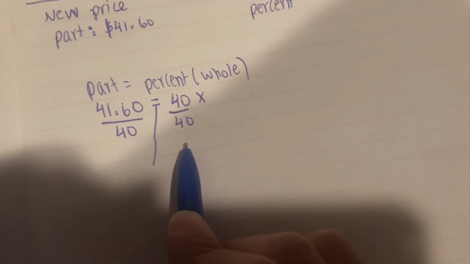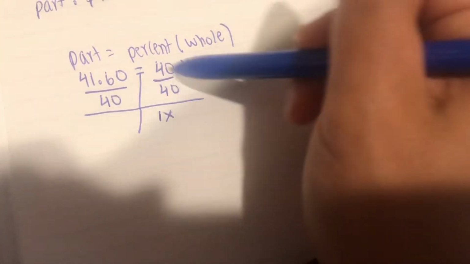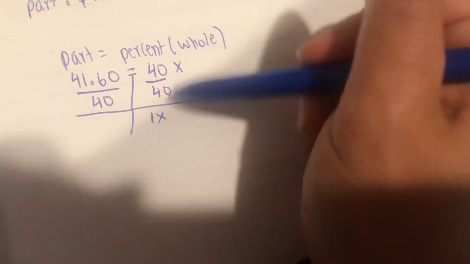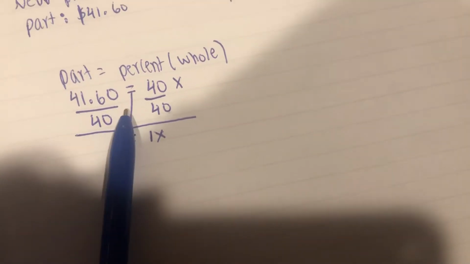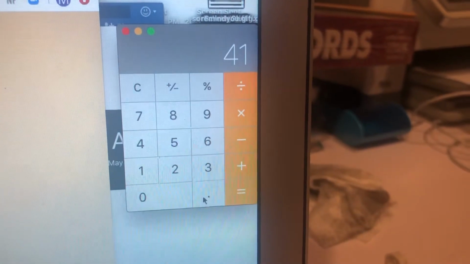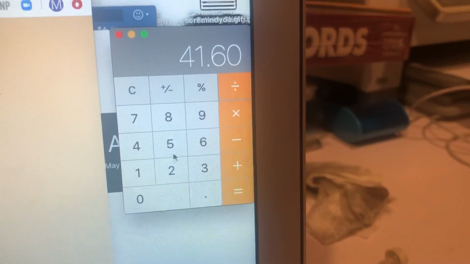And a lot of you guys were making sure that it's really important to divide correctly. Like, if this was 40, you divide by 40. If it had a decimal, you need to include the decimal. A lot of you guys forgot the decimals yesterday when you were sending in your work. So now I'm going to divide 41.60 by 40. So over here, I'm going to do 41.60 divided by 40.